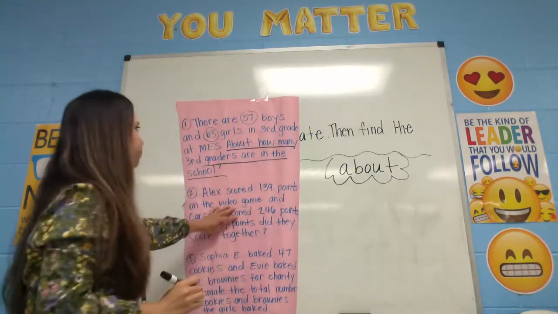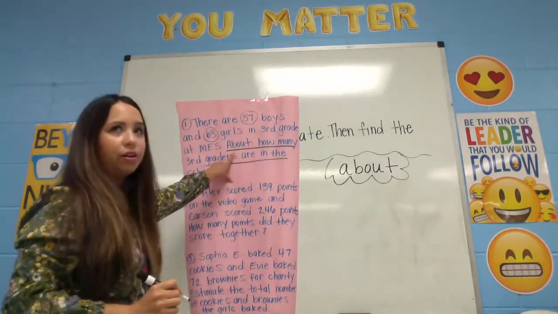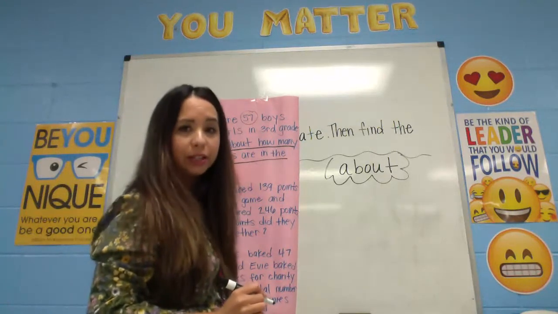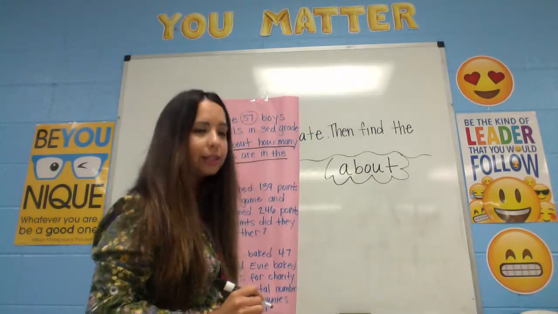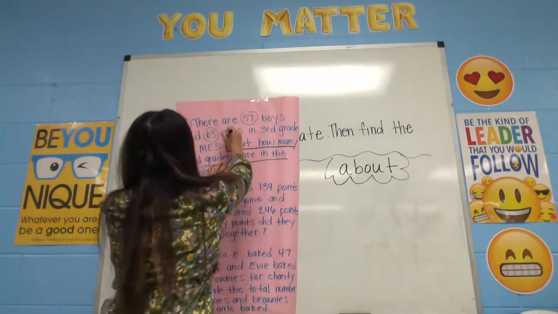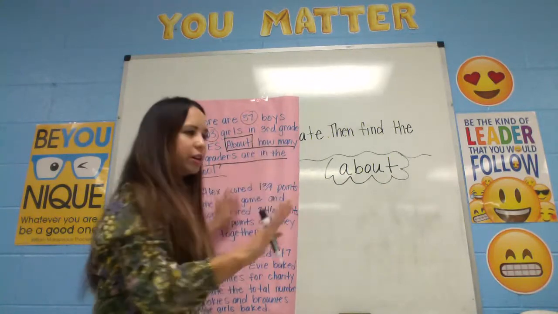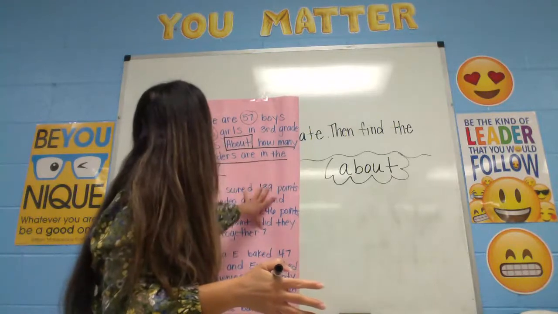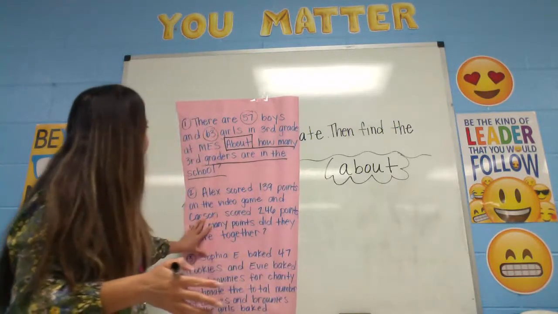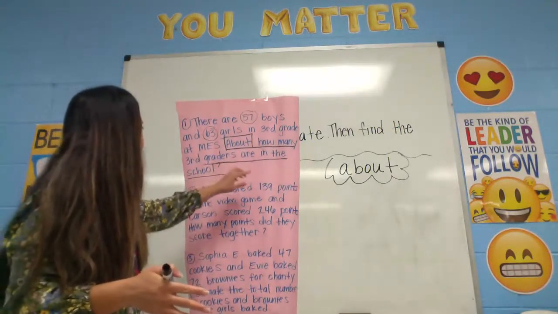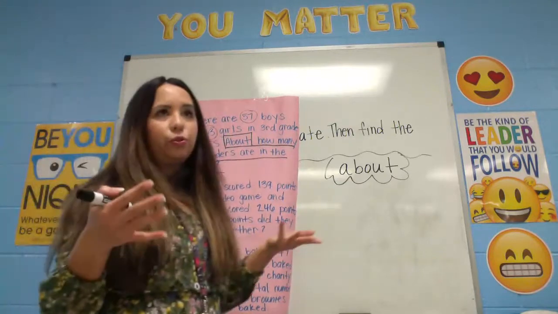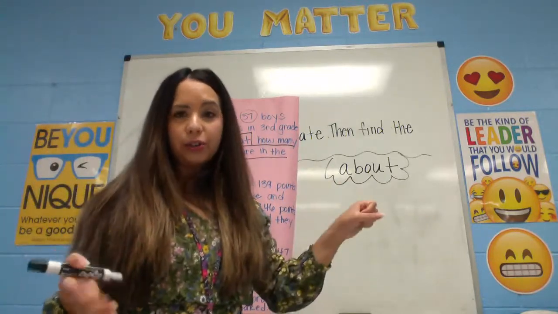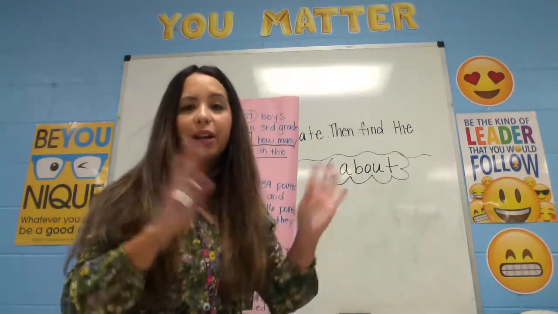the school, okay? This word about, what I was telling you earlier, means we are going to estimate. So let me box about. About means we just want an estimate. We don't want the exact answer. And I also know that we are going to add, because it says about how many 3rd graders are in the school building. So if we add the girls and the boys, we will get our total.